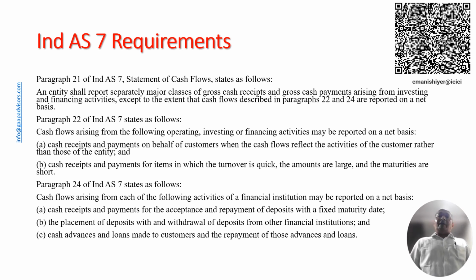Paragraph 24 of Ind AS 7 states as follows. Cash flows arising from each of the following activities of a financial institution may be reported on a net basis. A. Cash receipts and payments for the acceptance and repayment of deposits with a fixed maturity date, B. the placement of deposits with and withdrawal of deposits from other financial institutions, and C. Cash advances and loans made to customers and the repayment of those advances and loans.